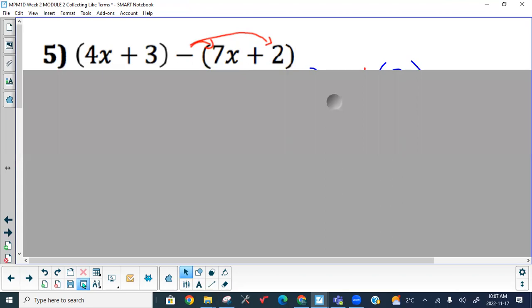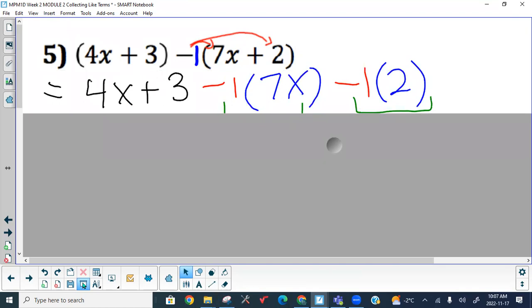4x plus 3 minus bracket 7x plus 2. Now, notice there's no number, there's just a sign. So I want to go in and write -1 in front of the bracket. So I'm remembering that I'm multiplying everything in the second set of brackets by -1. What does that look like? Again, I'm writing 4x plus 3 in black because nothing is changing there. I'm taking my -1 and multiplying by the first term, taking -1 again and multiplying by my second term.